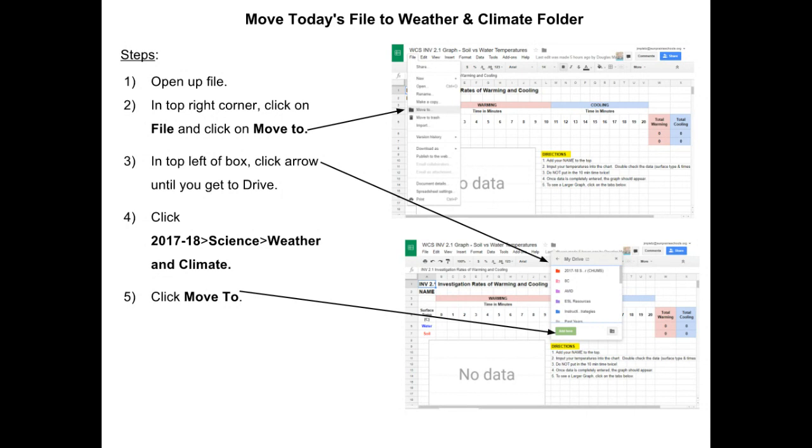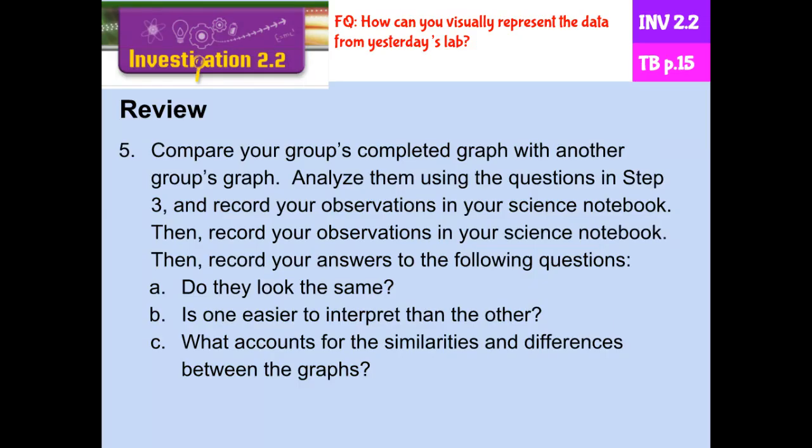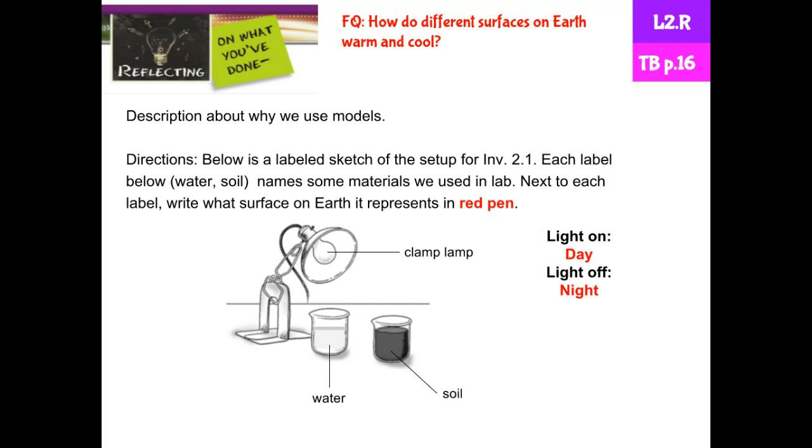So, for example, for last week's warming and cooling, you would want to put it in the weather and climate folder. Part of your reflection today is going to be reviewing number 5 from last week, when you should have looked at some other people's graphs and decided if they looked the same and what would account for those similarities and differences. And then we're just going to talk a little bit about that lamp and the water and the soil and what each one represented.